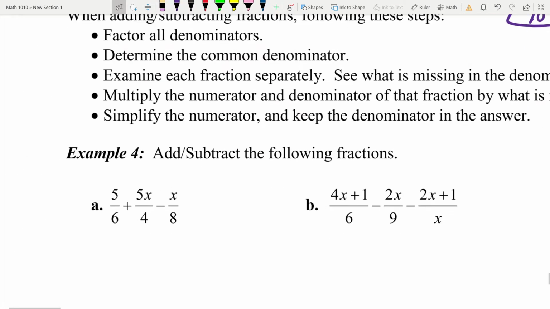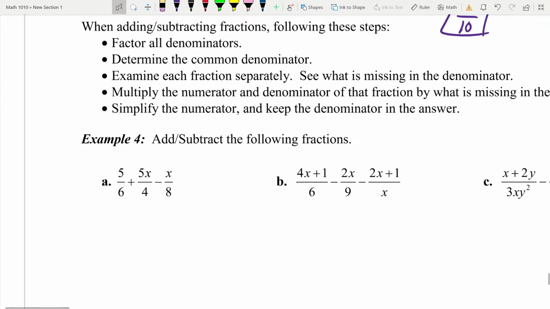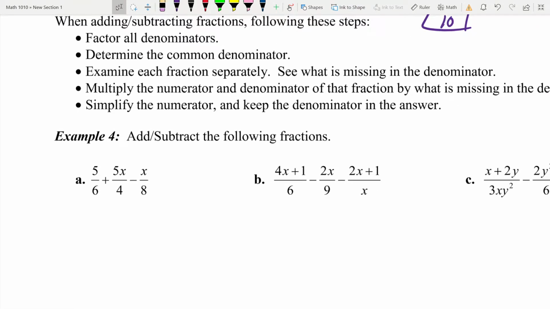All right. Here are some steps. We'll go through the steps. Let's go ahead and do it. Adding or subtracting. Step number 1. Stick with me. Look at the denominators: 6, 4, and 8. Can I factor any of those denominators? No. I don't have any complicated stuff, so no.